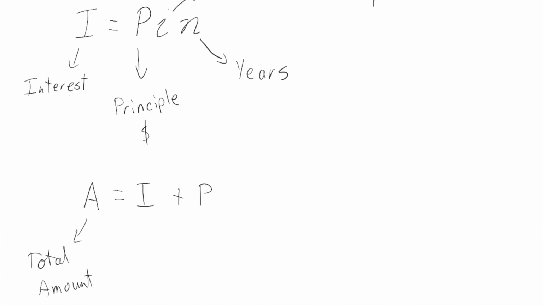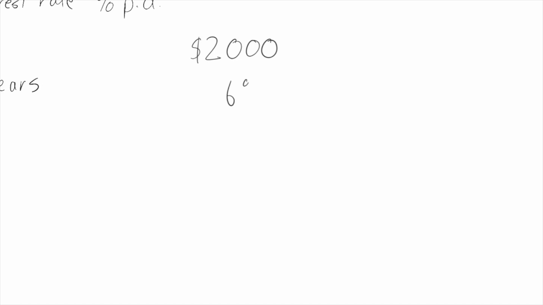Okay, here we go. So let's say we have borrowed $2,000, and our bank has given us an interest rate of 6% per annum. And they've said that we need to finish off paying back our loan after 5 years.